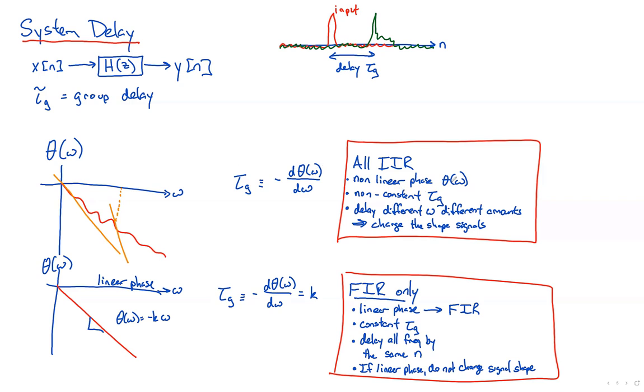And if it's nonlinear phase, then we have a non-constant tau sub g, a non-constant group delay. The amount that it delays a signal in the time domain is going to be a function of how high the frequency is. And that means that it's going to delay different frequencies by different amounts. And that means it's going to change the shape of our signal, which is generally a non-desirable characteristic. And that's everything in this lesson.